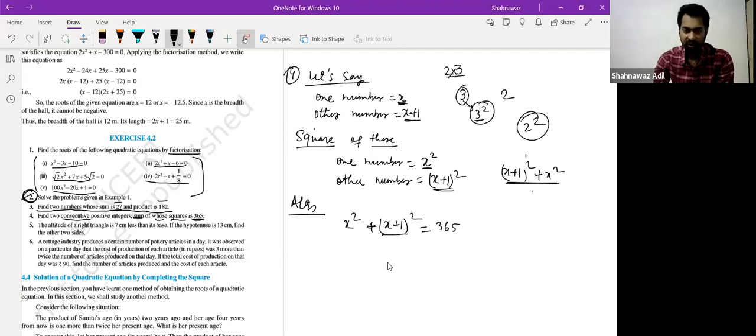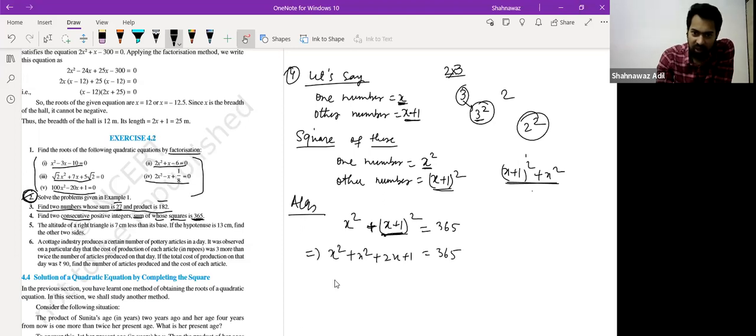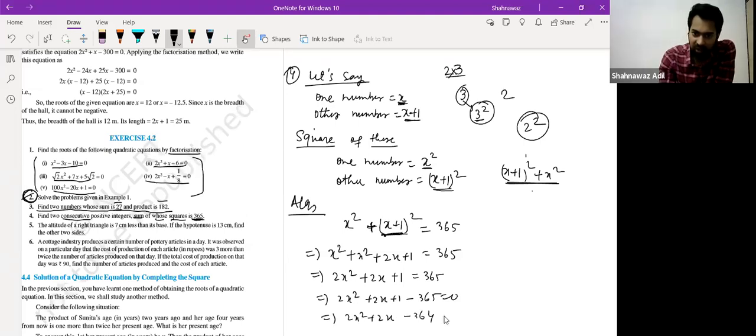Yes, sir. Now we have to use the identity. So this would be x squared plus 2x plus 1, so this is 365. So 2x squared plus 2x plus 1 is 365. So 2x squared plus 2x plus 1 minus 365 is 0, and 2x squared plus 2x minus 360, right?